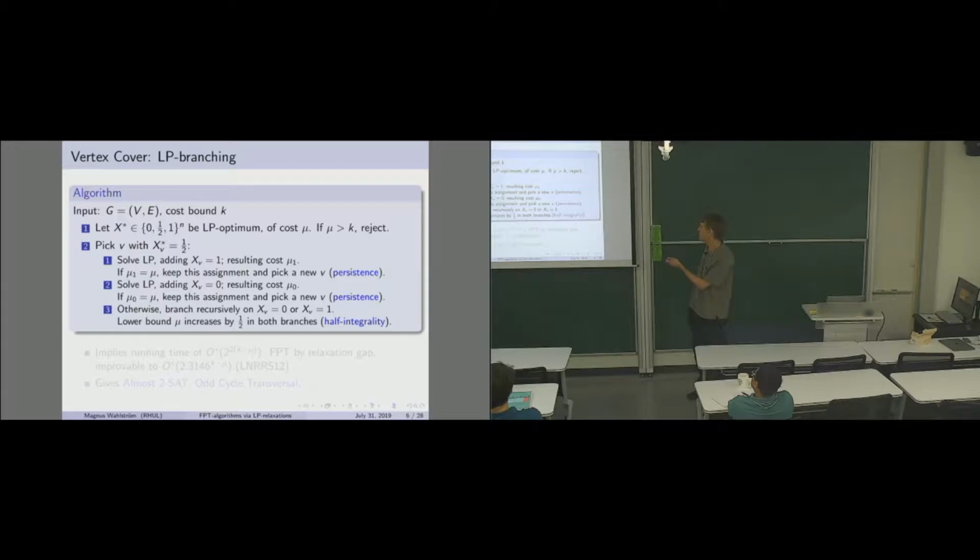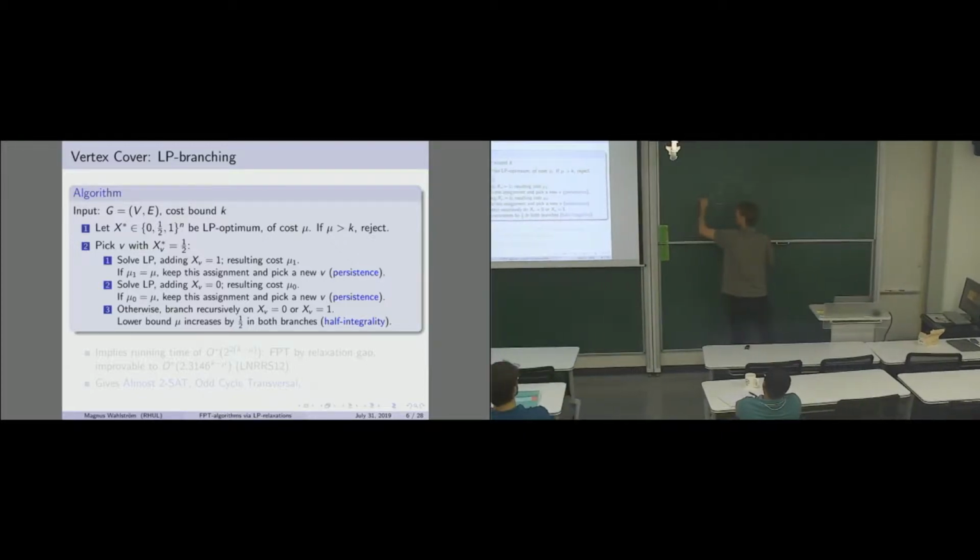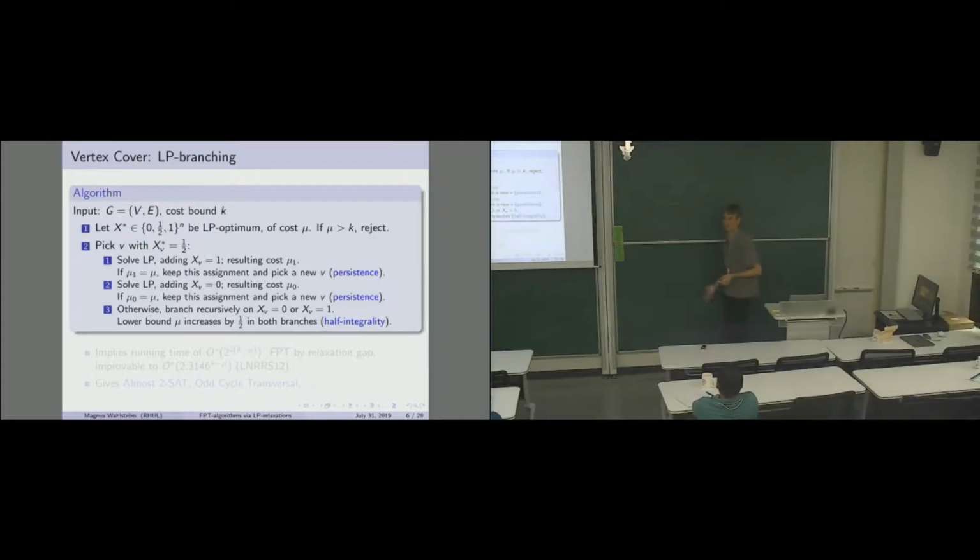You have found your one variable where both freezing it to 0 and freezing it to 1 will increase the cost of the solution. And now it's just a branching question. Here you have some cost mu, here you fix v equals 0, here you fix v equals 1. Here your cost is at least mu plus 1/2 because it's half integral. Whatever you did will increase the cost by at least an entire half. And you keep branching.